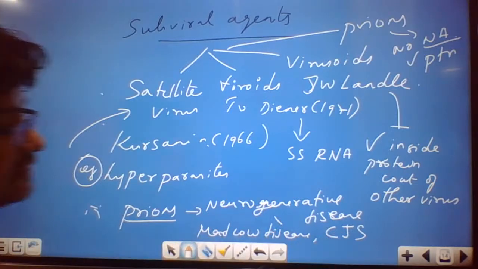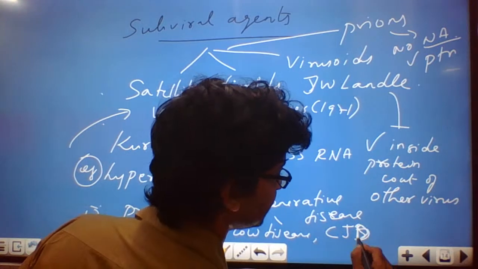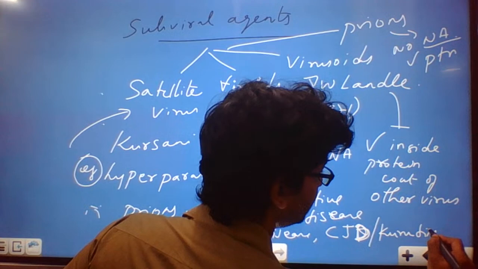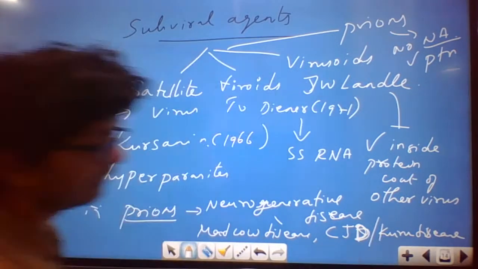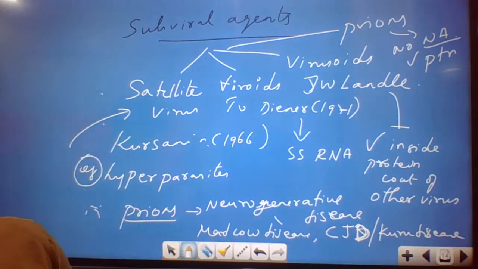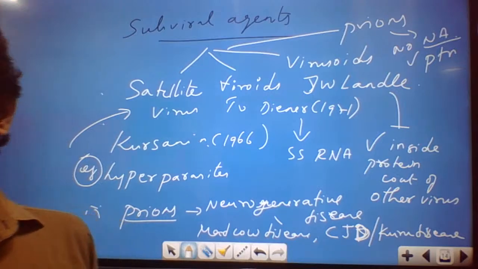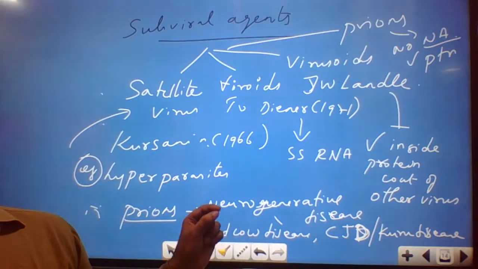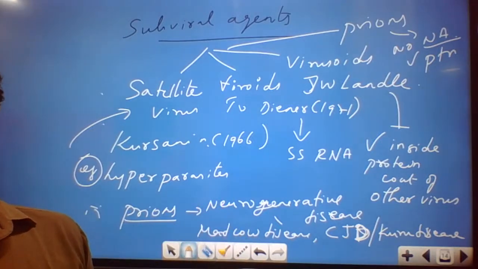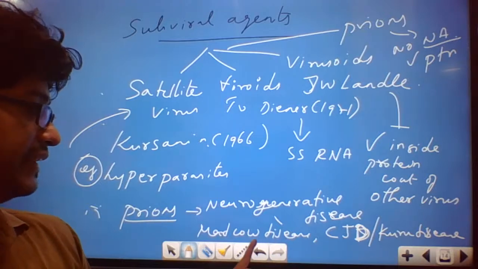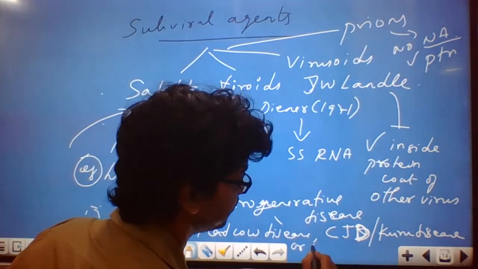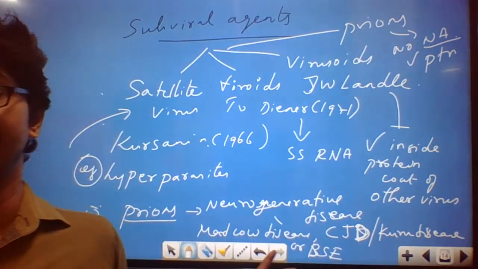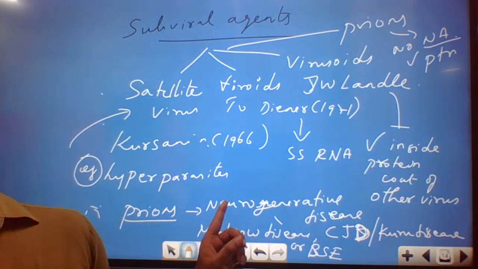CJD, Creutzfeldt-Jakob disease. This is otherwise called Kuru disease. We call BSE bovine spongiform encephalopathy. This we call mad cow disease. This mad cow disease can otherwise be called bovine spongiform encephalopathy. So from this area, you can get questions, especially with the prions.